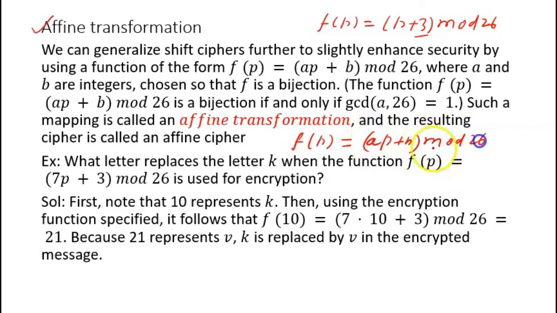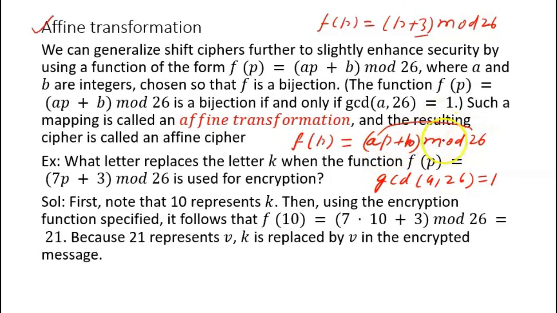So instead of using a simple function like p plus 3 or p plus k, I can use a better, more enhanced function, that is ap plus b modulo 26. One thing that we need to keep in mind is that whenever we use this function as an affine transformation, we must ensure that the GCD of a and 26 is equal to 1. Means this a and 26 should be relatively prime.